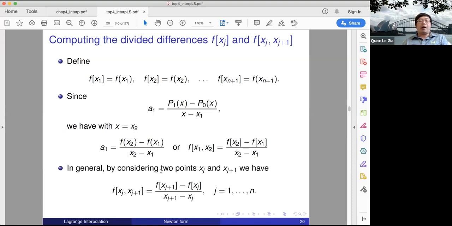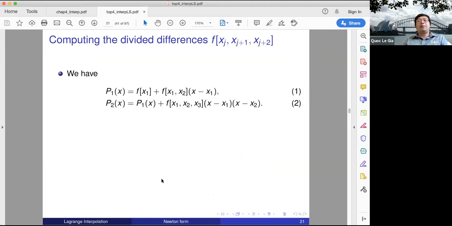Okay, so now the tricky part is how to compute A2. In general, the indices are not important, so you can replace x2 by xj plus 1 and x1 by xj. You still have the same formula. So now the tricky part is how do you compute the divided difference of 3 points? So x1, x2, x3, or xj, xj plus 1, xj plus 2.